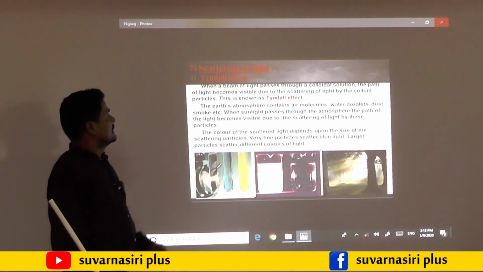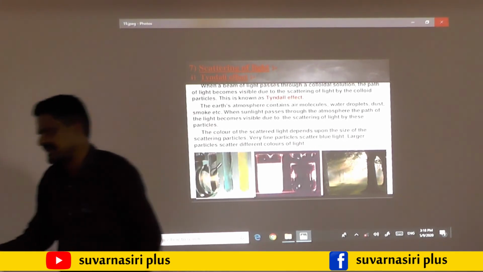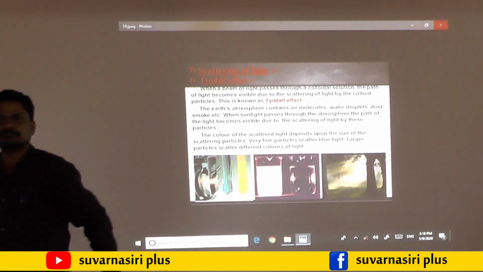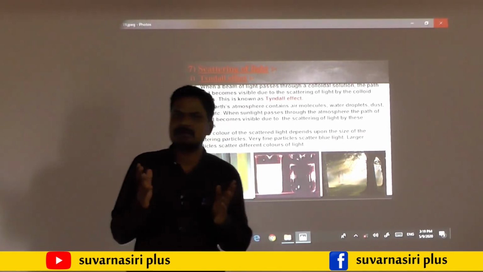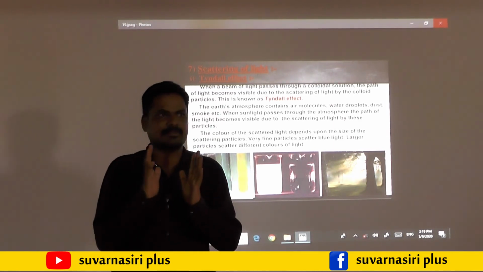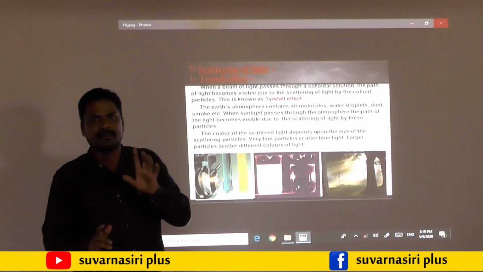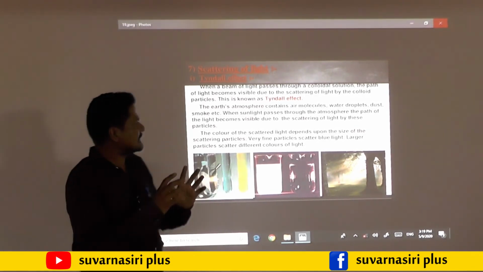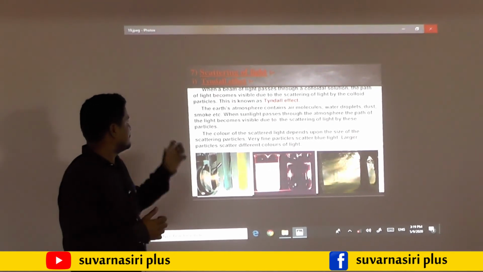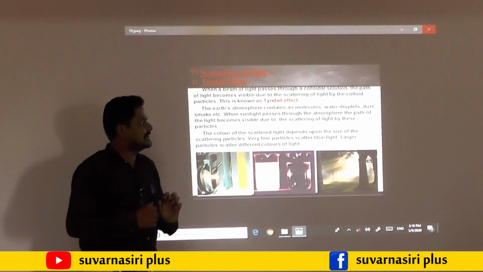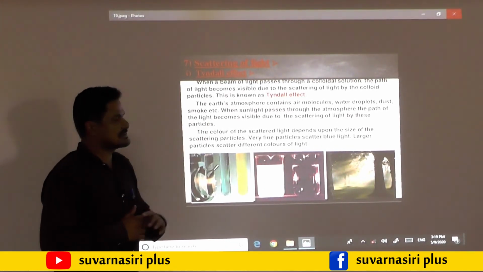Next, scattering of light. Okay, splitting of light and scattering of light. Splitting of light into its constituent colors is called dispersion, but scattering of light is called the Tyndall effect. So what is the Tyndall effect? When a beam of light passes through a colloidal solution, the path of light becomes visible due to the scattering of the light by the colloidal particles. This is known as the Tyndall effect.